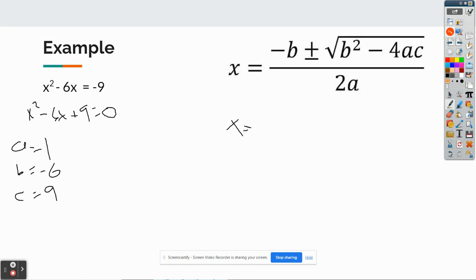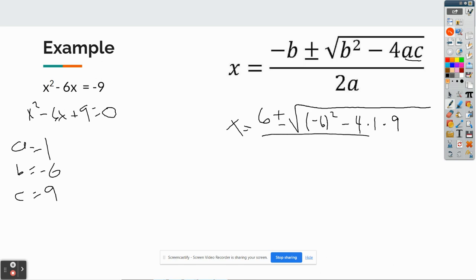Negative b. B is already -6, so we should make this a positive 6. And you do have to be careful right at this step. So our b is -6, and we are squaring that. So when you use the calculator, you've got to put parentheses around your -6. All right, so then we got 4. Our formula says 4 times a times c. A is 1, and c is 9. All over 2 times a. And a is 1, so I'm just going to leave that as a 2, because 2 times 1 is 2.